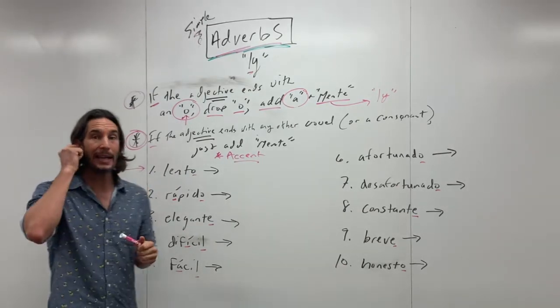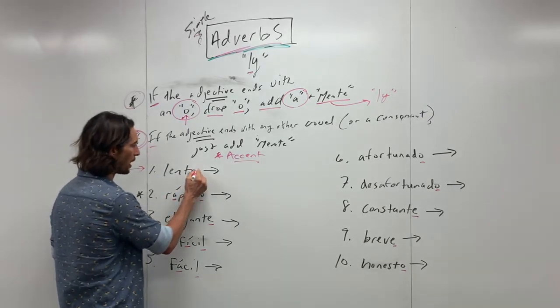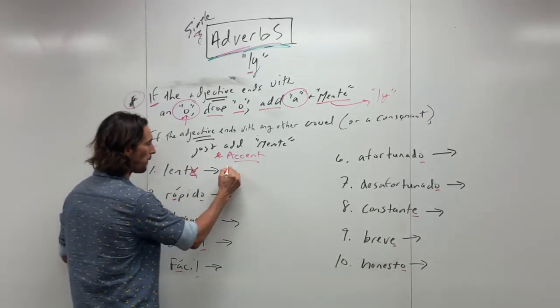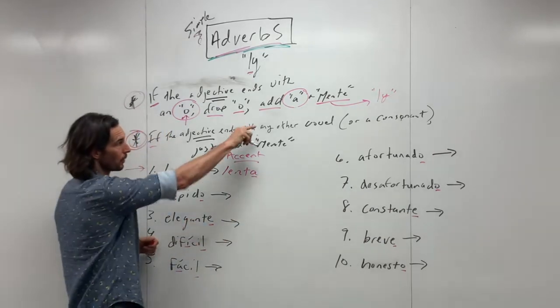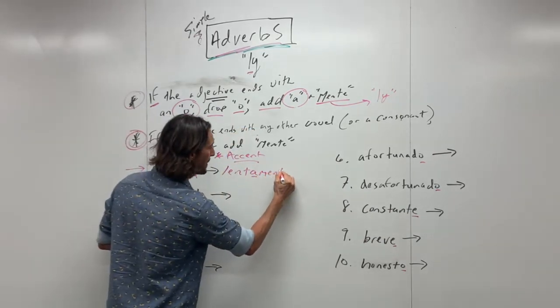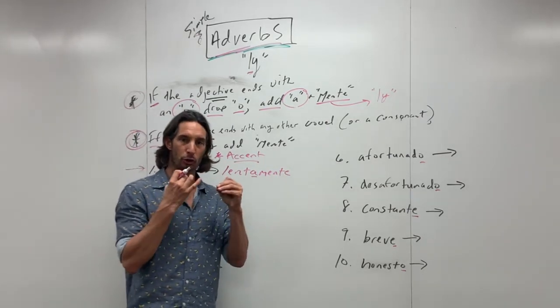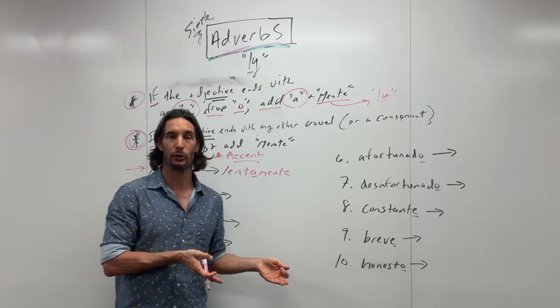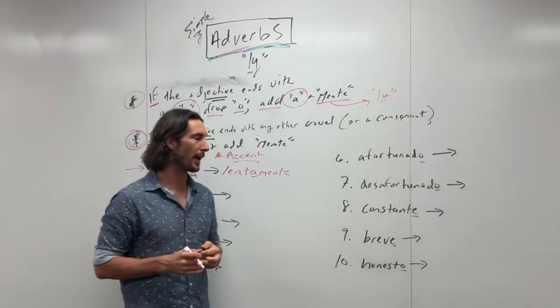Number one is lento. Lento means slow, right? So as I said, it's got an O, so we drop the O, right? We add the letter A, right? That's what our rule said. And then we add mente. So we have lentamente. So that goes from slow as an adjective to slowly as an adverb. Right? And so that's how that happens.